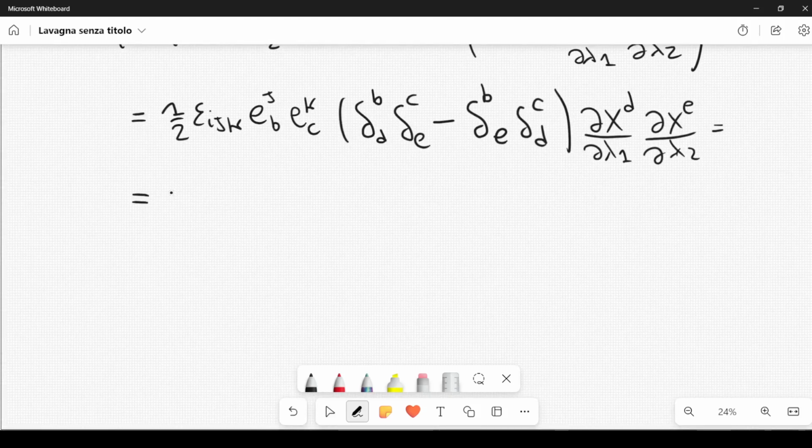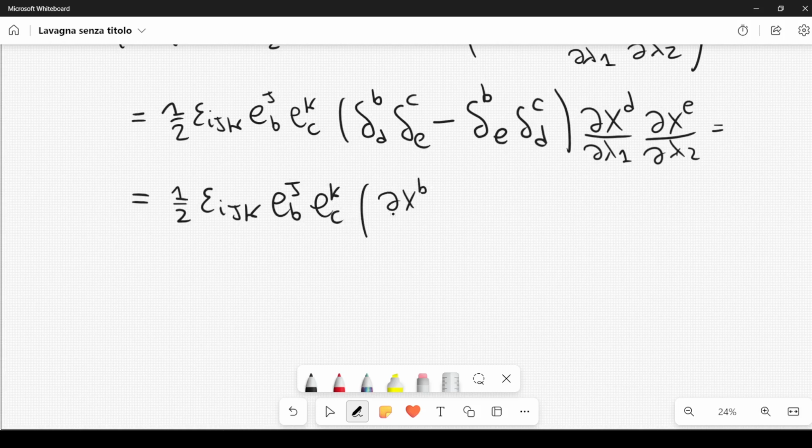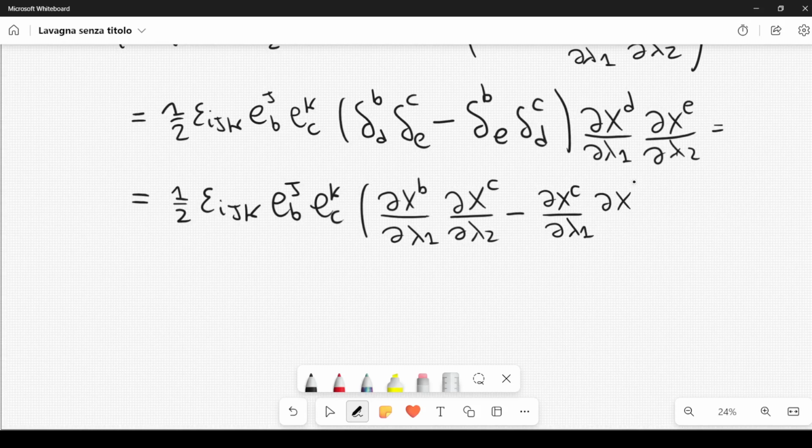In particular, I can write 1/2 epsilon_{ijk} e_{jB} e_{kC} times (dx^B/d lambda 1 dx^C/d lambda 2 minus dx^C/d lambda 1 dx^B/d lambda 2), which is equal to epsilon_{ijk}.